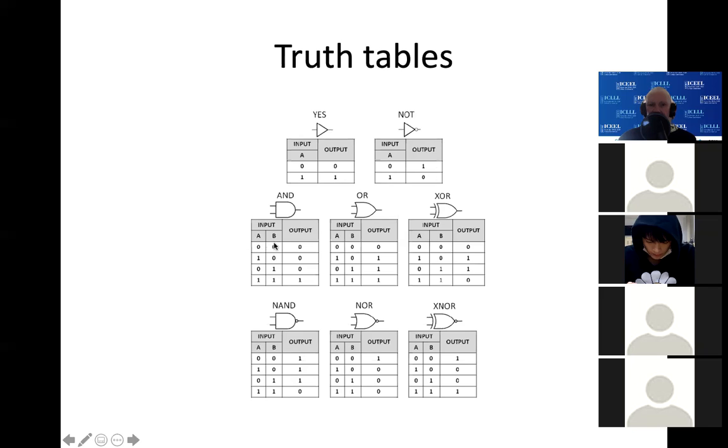The AND operator takes 2 inputs, A and B. If A is 0 and B is 0, the output is 0. If A is 1 and B is 0, then the output is 0. If A is 0 and B is 1, the output is 0. For AND to be true, A and B, A has to be true and B has to be true. And the OR works in a similar way. Yeah, so those are called truth tables.